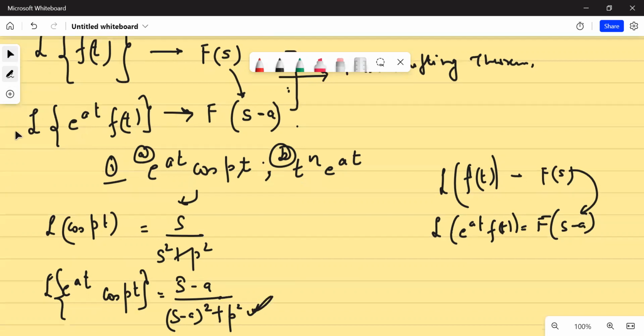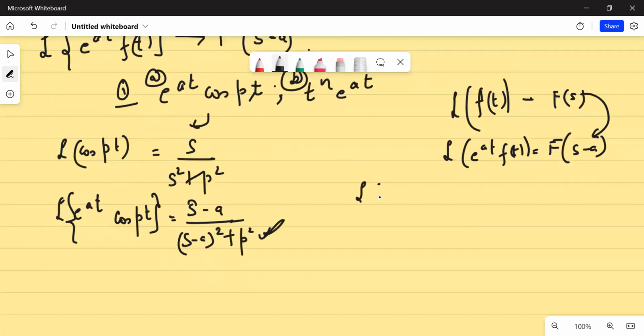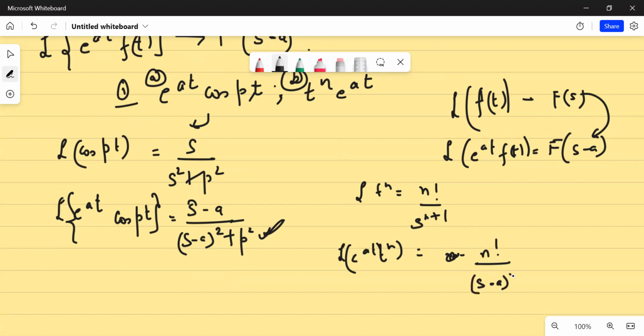Similarly, if you want to find the Laplace transform of t to the power n, then you know that it is simply n factorial divided by s to the power n plus 1. Now if I say you have to find the Laplace transform of e to the power at into t to the power n, then it would be equal to F of s minus a. So this would be n factorial divided by s minus a raised to the power n plus 1. I think this is quite clear.